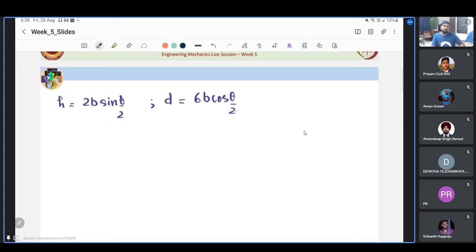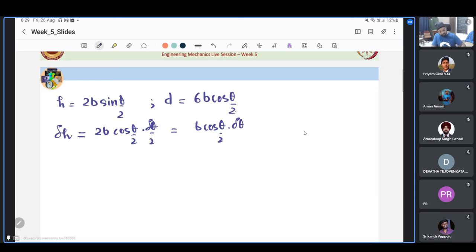Now we basically need to give the system some virtual displacement. How we'll do that? We just differentiate with respect to the independent coordinate, the degree of freedom that is there. So we just differentiate this equation. What is the differentiation of sine theta? It is cos theta, and then differentiation of theta by 2 will come out to be 1 by 2. So this comes out as b cos theta by 2 into delta theta.